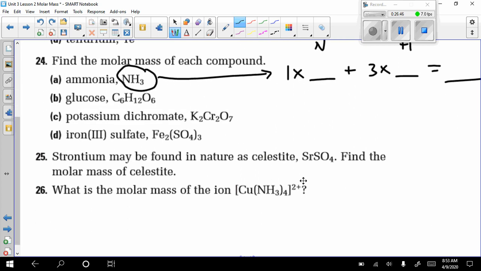26 has a little bit of a trick, is that they're finding the mass of an ion. Well, you know, you got this little +2 charge there. The charge makes no difference. And so here, that's just a little bit of a trick, is that all you do is 1 times the mass of copper. That little 4 here applies to the nitrogen, so 4 times the mass of nitrogen, and then 12 times the mass of hydrogen. So don't worry about the charge.